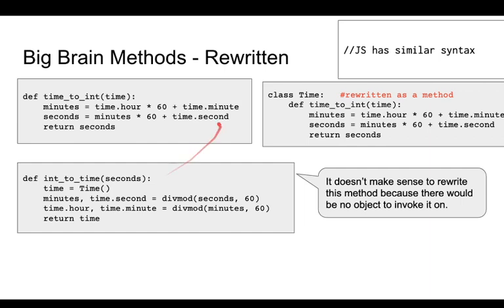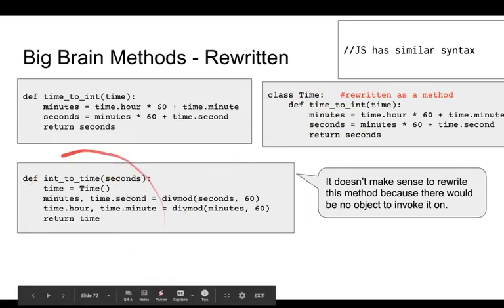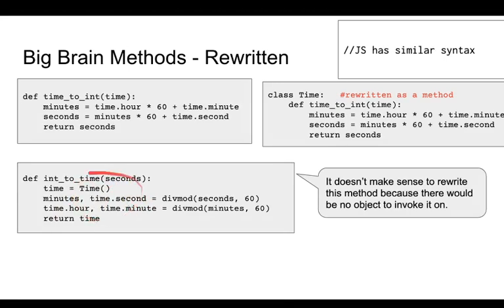So here are more examples of methods. Notice the indentation. You put it into the time class. This one doesn't really need to belong to time objects because there's no object to modify.